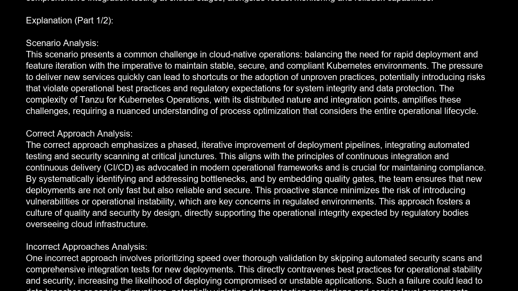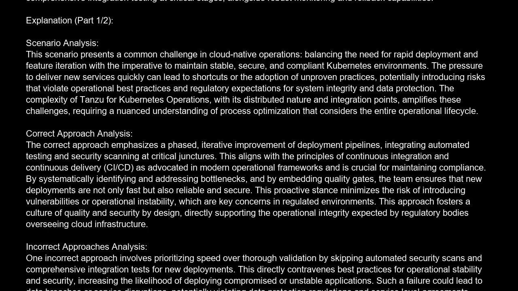By systematically identifying and addressing bottlenecks, and by embedding quality gates, the team ensures that new deployments are not only fast but also reliable and secure. This proactive stance minimizes the risk of introducing vulnerabilities or operational instability, which are key concerns in regulated environments. This approach fosters a culture of quality and security by design, directly supporting the operational integrity expected by regulatory bodies overseeing cloud infrastructure. Incorrect approaches analysis.